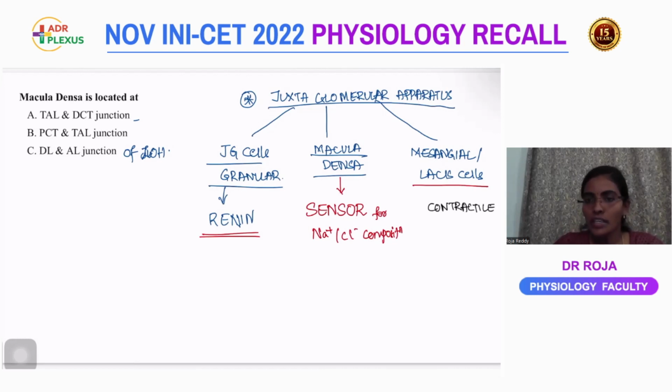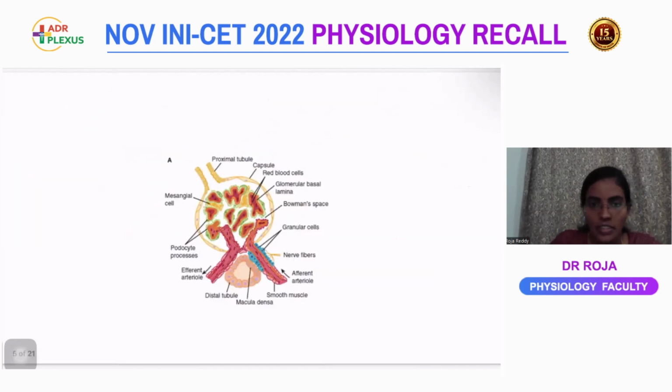Okay, so these are the three components. Now, where are these various cells situated? Yes, this is the juxtaglomerular apparatus, consisting of the macula densa cells, granular cells, and the mesangial cells. Now if you look at this particular diagram, these granular cells. Where are these granular cells present?